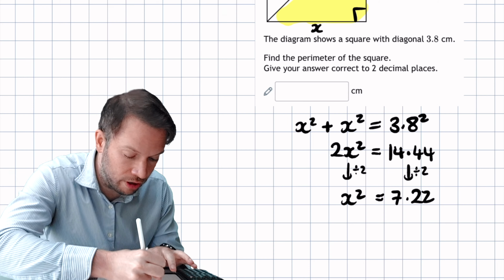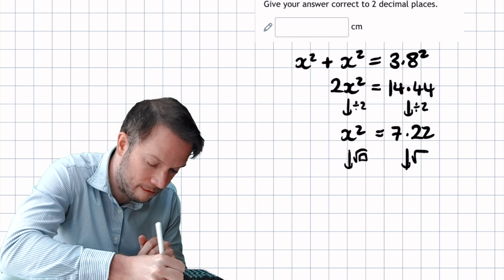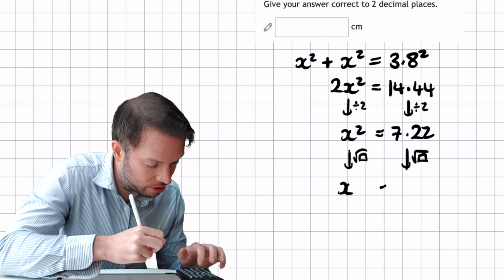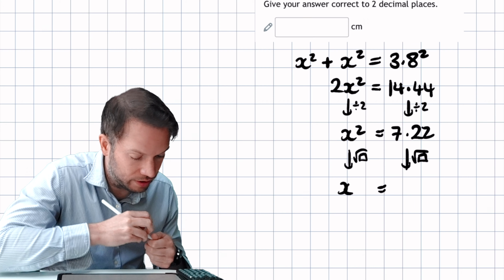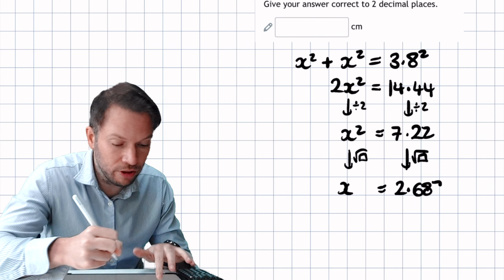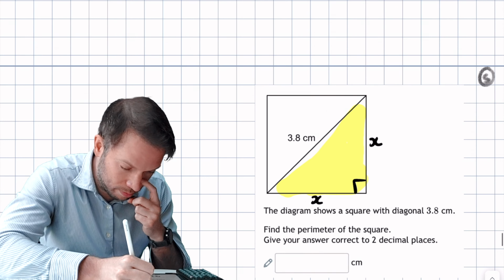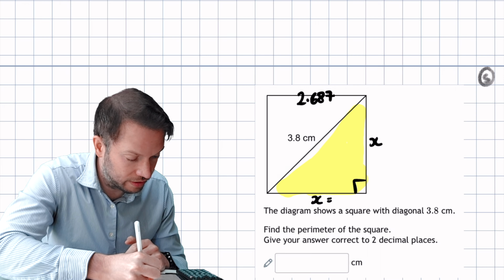And then if we square root both sides to get rid of that squared, we're going to get x is equal to the square root of 7.22, which is equal to 2.687. So we now know the side length of this square is 2.687, because our x is 2.687.